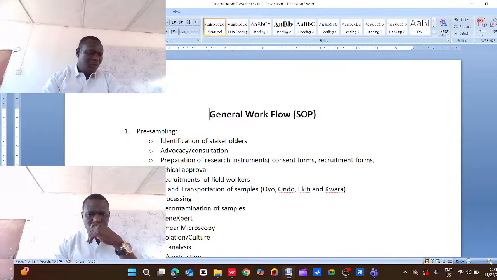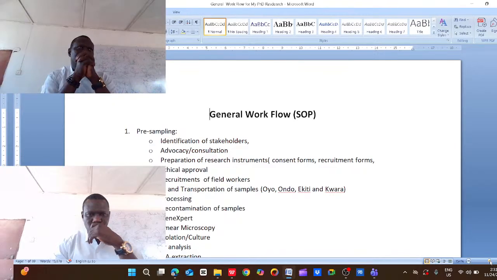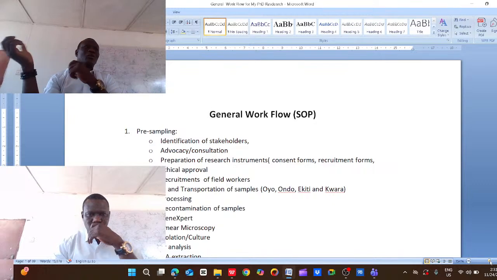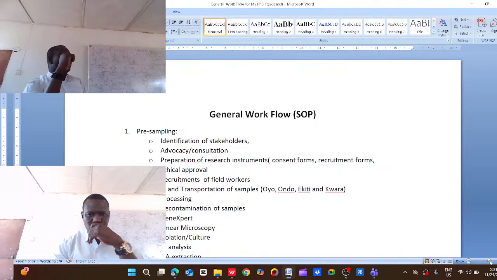Pre-sampling exercise, that is the one that is going to include that the person must first of all identify who are the stakeholders, the major stakeholders in his research. And who are those that we call stakeholders? Those that are going to be very relevant for him.